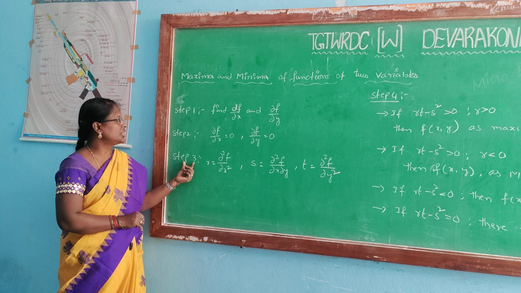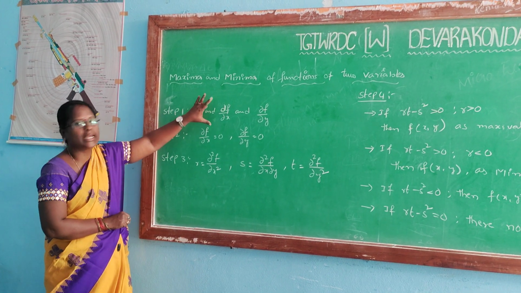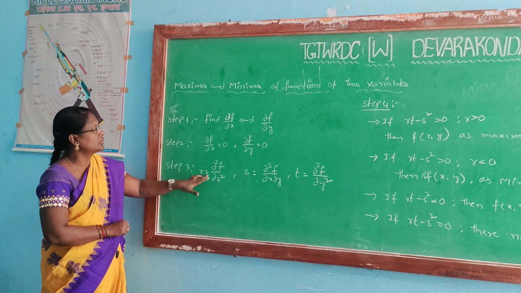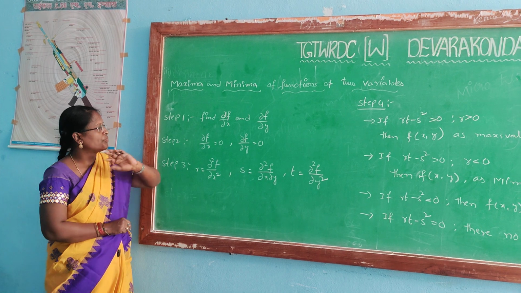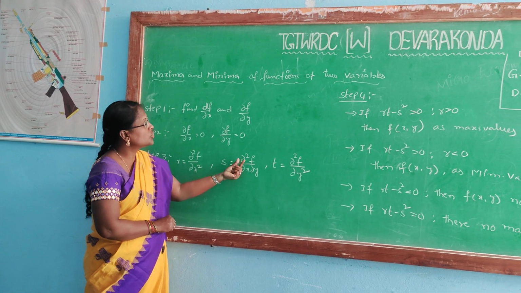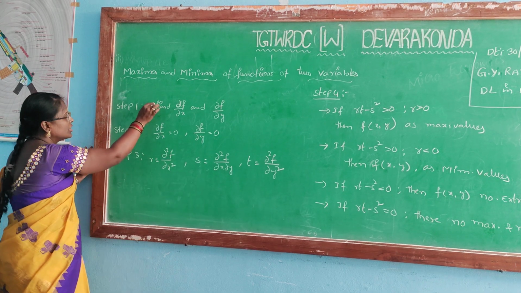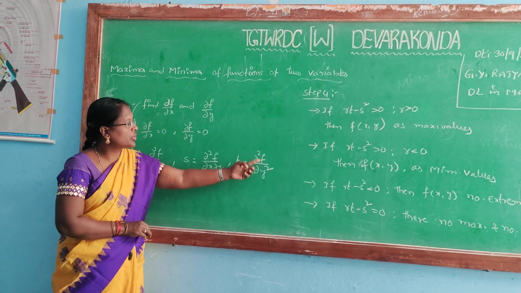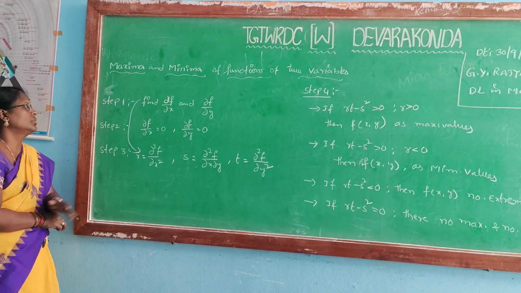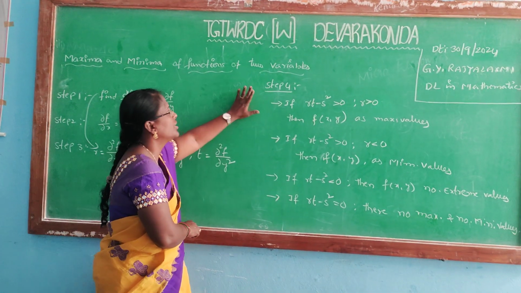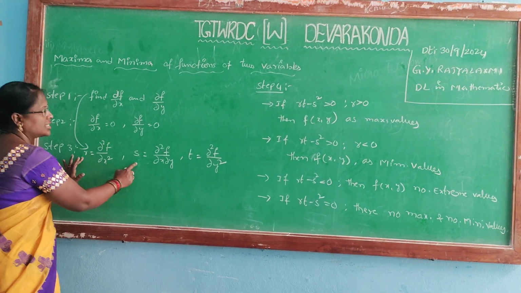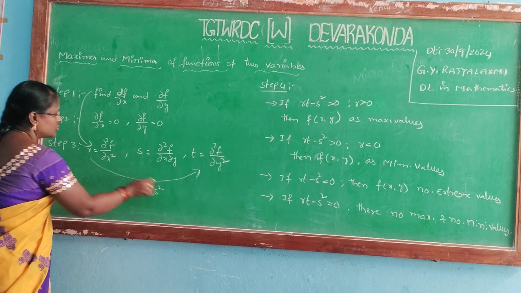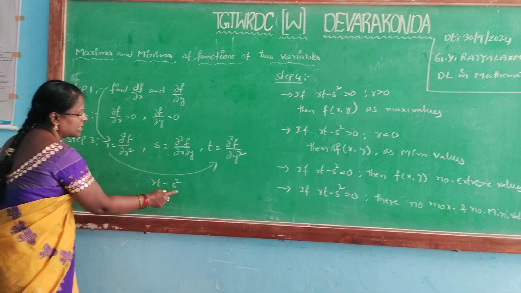And step three is, what we did in step one, the second derivatives. With respect to x, that is known as r equal to dou square f by dou x square, and s is dou square f by dou x dou y. And last is t equal to dou square f by dou y square. And the last step, step 4, is if r, s, t. So first one and last one, rt minus s square. That is, first one and last one multiplication minus second one squared.